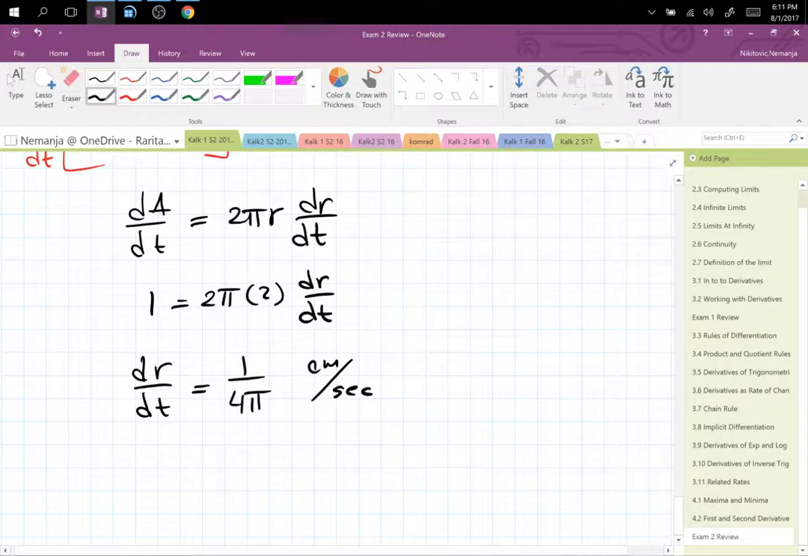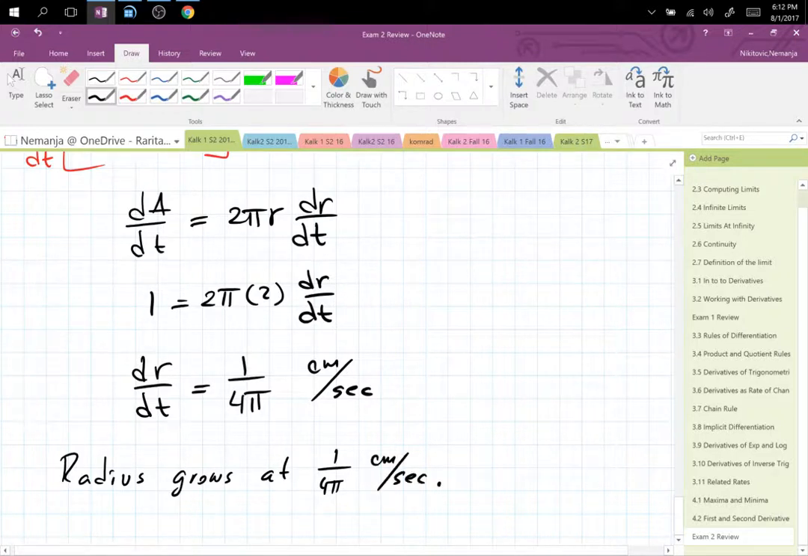Now, was this decreasing or increasing? Did I say anything? No. Is that an expanding circle? Expanding circle, which means positive. So it's growth. So the radius grows at this rate. You can write the sentence: radius grows at 1 over 4 pi centimeters per second. Because it's a growth problem, right? It expands. You can also shrink, in which case you put negatives everywhere. It will be negative, and that negative will propagate and become negative 1 over 4 pi if you shrink.